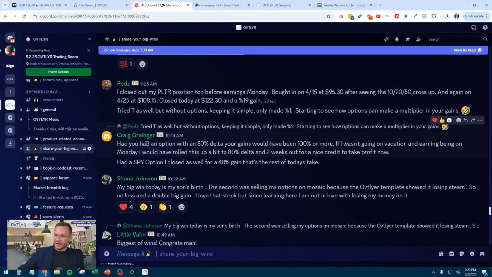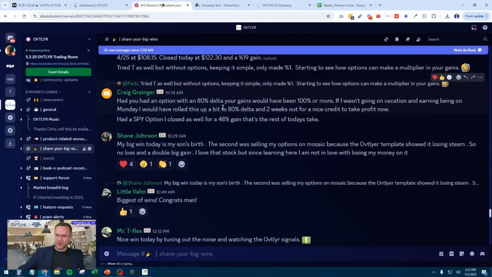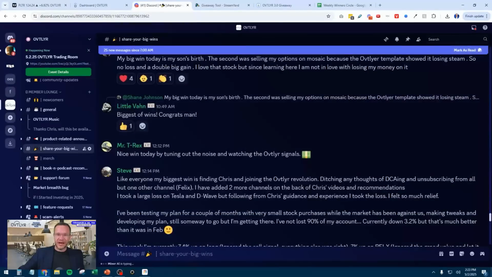Craig, talking about something else, talking about rolling options, but he talked about a SPY option. He closed for a 48% gain. This is so cool. I love this.